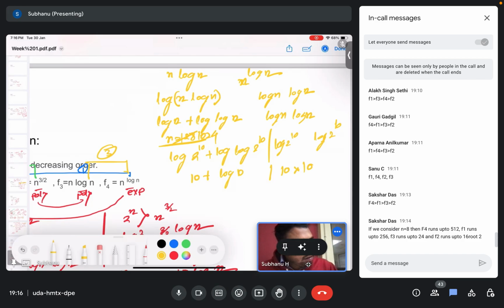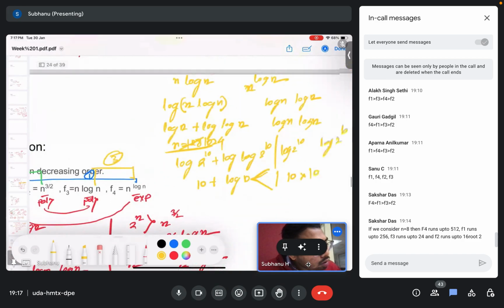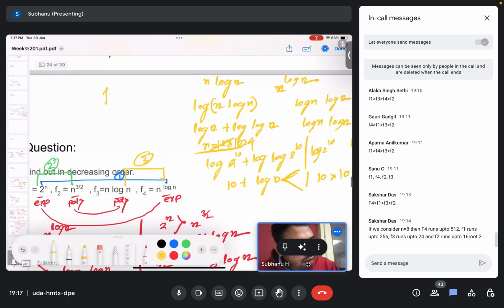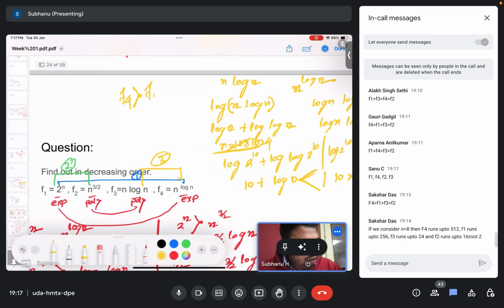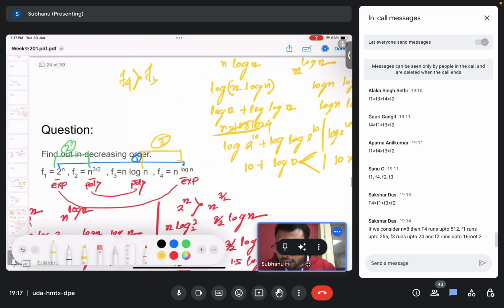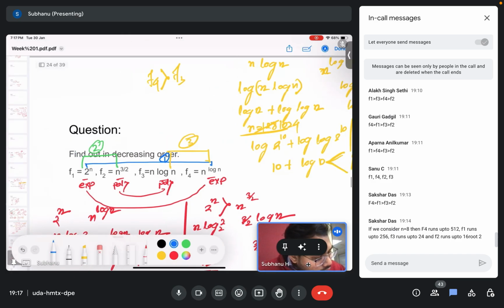So you can see that this will be the greater one. So n to the power log n is greater. So f4 is greater than f3. Now what we need to check is n log n and n to the power 3 by 2. Now we have to check these two.